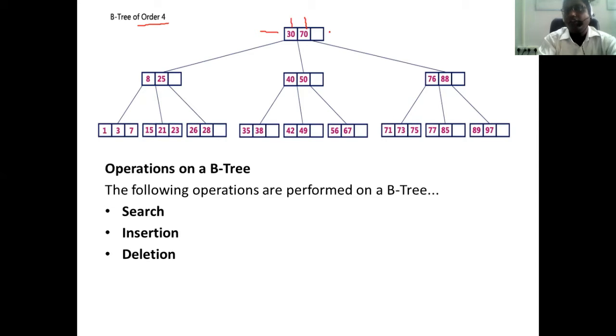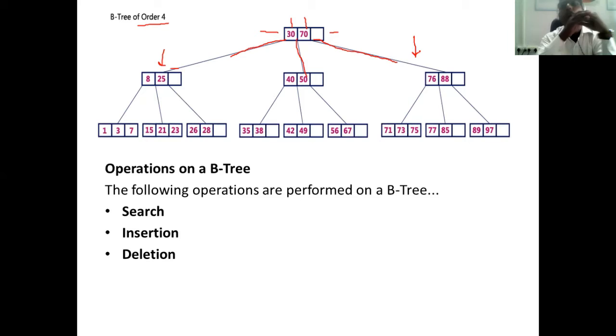So suppose we have created the first node having two values, 30 and 70. Values less than 30 will be placed in this direction, in this particular subtree. The key values in between 30 and 70 will be put in the middle subtree, and the key values greater than 70 will be put in this last subtree.